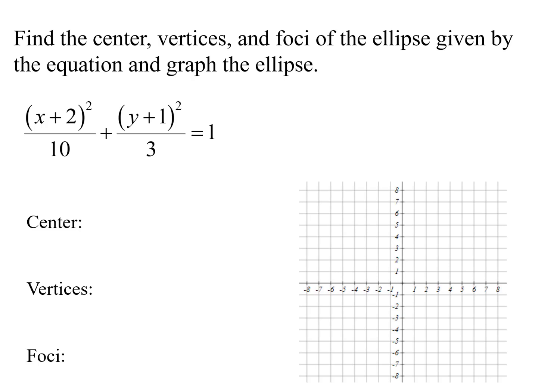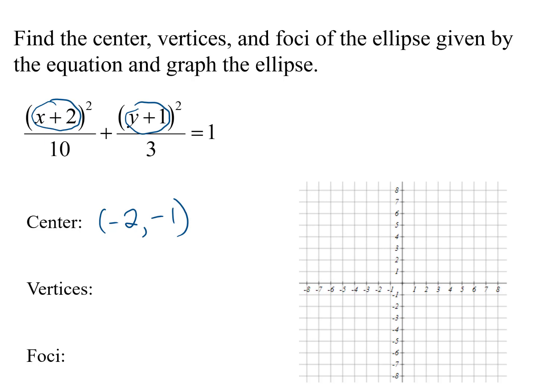Here we want to find the center, vertices, and foci of the ellipse that's given here, and also to graph it. So as we look at it, the first thing we're going to find is the center. We look at what's in here with the x, and we need the opposite sign, so that's going to be an x value, the center of -2, and then looking at what's in with the y, opposite sign, -1.